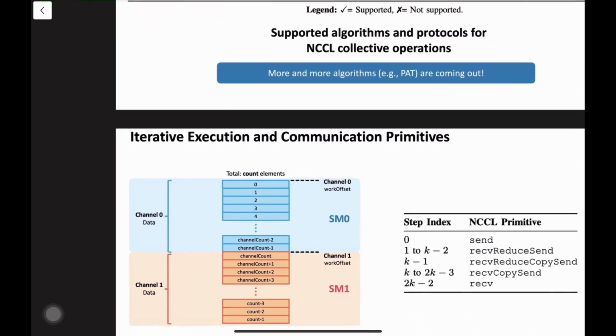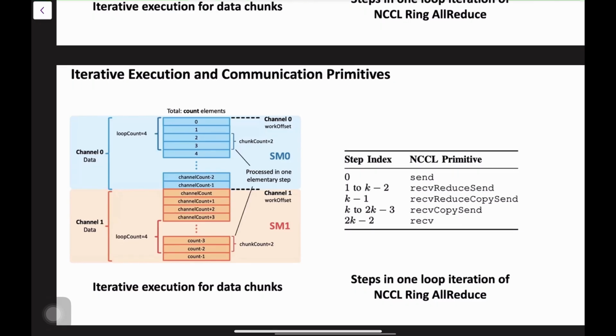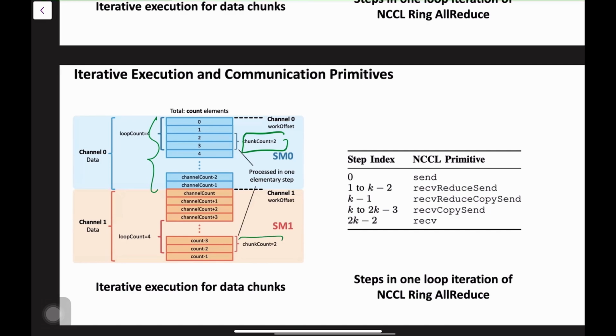Now let's talk about iterative execution and communication primitives. In NCCL, large tensors are split across many channels, and each of them is given to an SM. NCCL dynamically chooses the number of channels based on factors like tensor size, GPU type, and topology. Total count is the total number of elements participating in the collective. Channel count is total count divided by number of channels. Within each channel, data is transferred in small chunks.